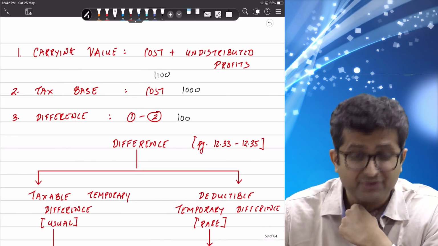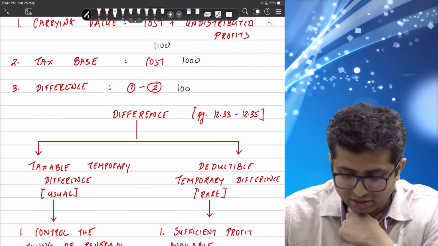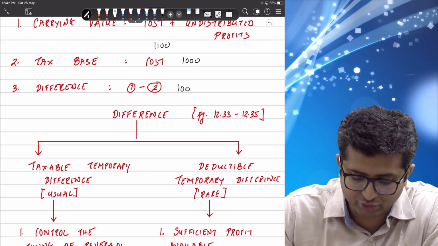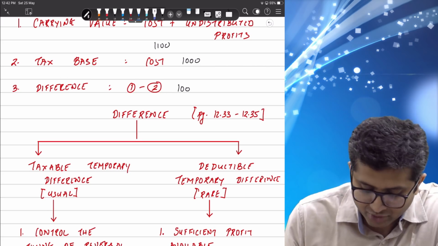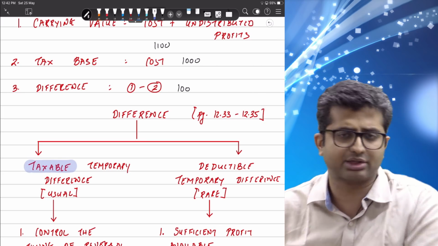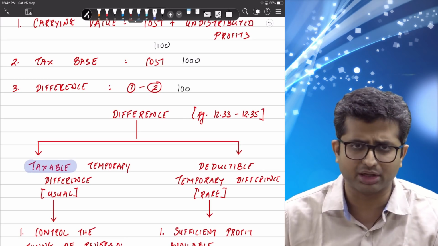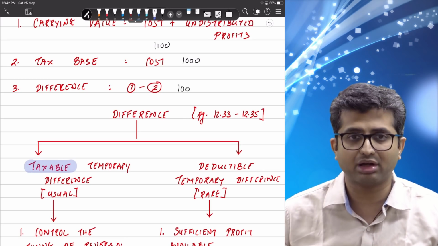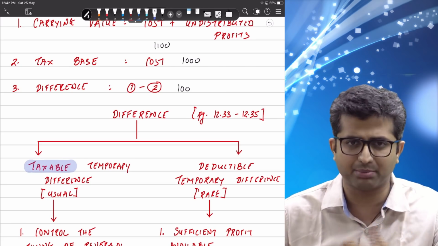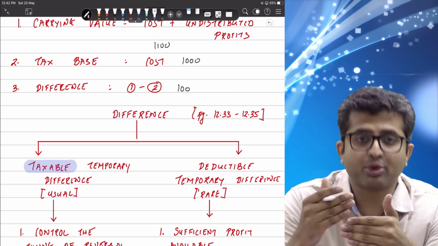So over here the difference is temporary, but the question is, will this difference result in creating a deferred tax asset or a deferred tax liability? As you guys would be aware by this stage, if it results in higher tax in the future years, then it is considered to be a taxable temporary difference. On the other hand, if it is resulting in a tax deduction in the future years, it is a deductible temporary difference. Usually, books of accounts will recognize profit earlier.